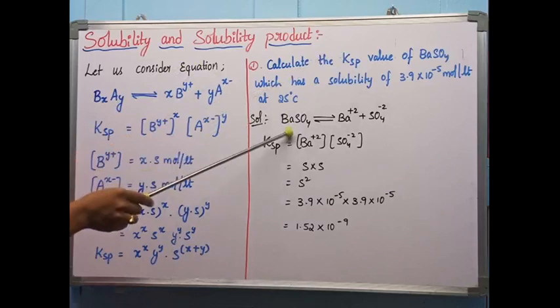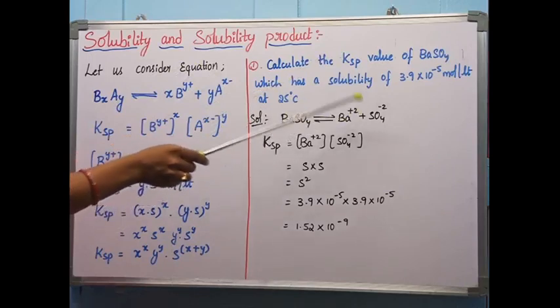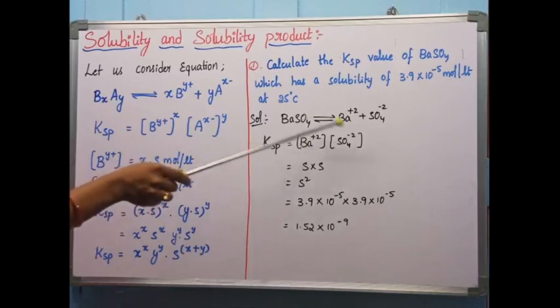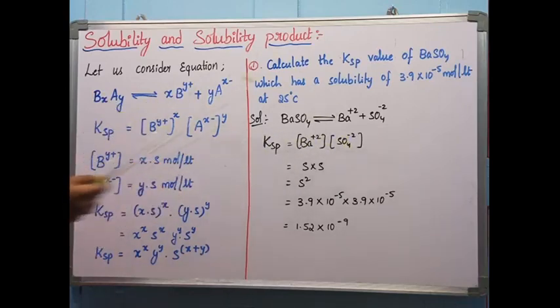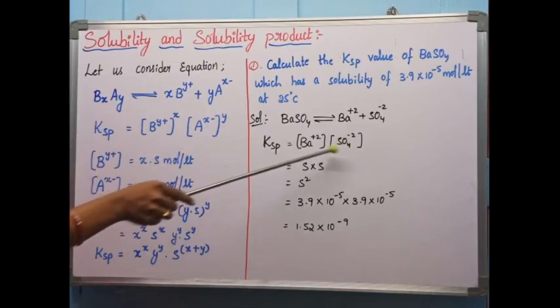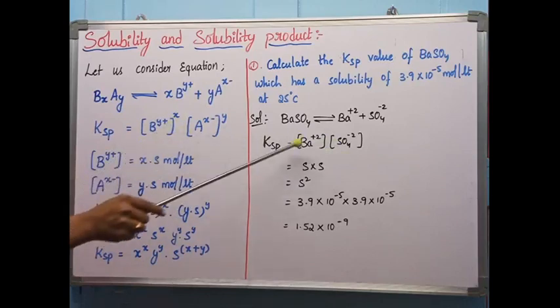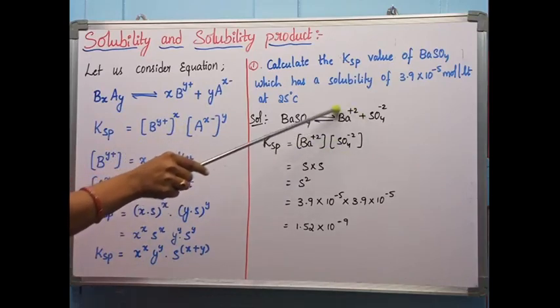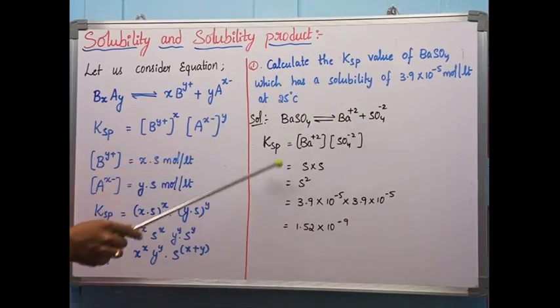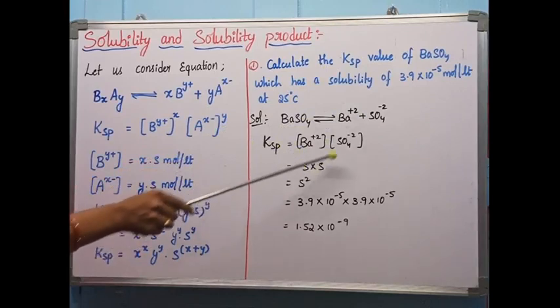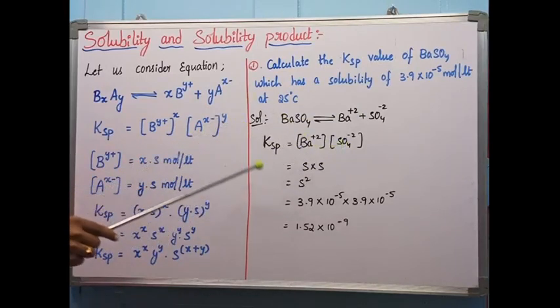Barium sulfate salt dissociates into Ba2+ and SO4 2-. So Ksp can be written as the Ba2+ concentration times the SO4 2- concentration. For this, I am considering the solubility. Earlier, where powers were there, we wrote x into S. Here there are no powers and no molar coefficients, so in place of this, I will mention only solubility: S for Ba2+ and S for SO4 2-. So we can write this as S square.